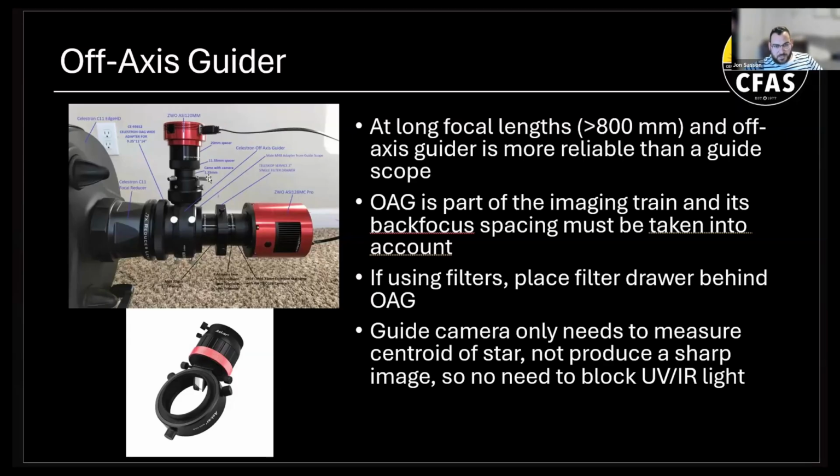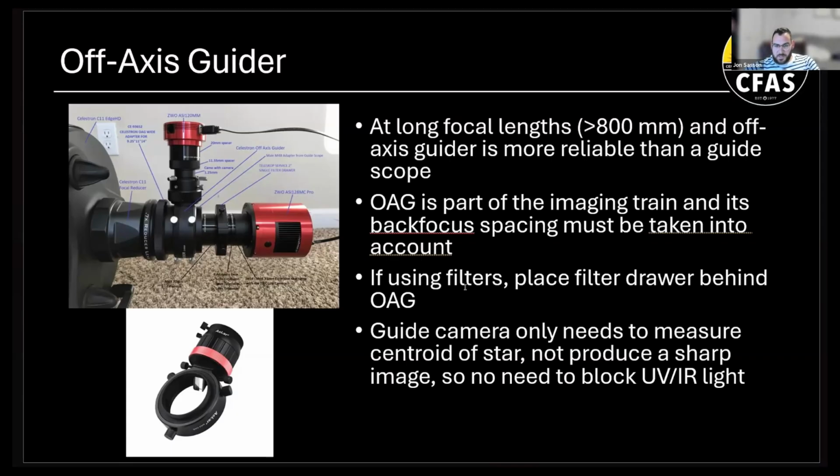OAGs, especially at long focal lengths, have their own set of problems, because sometimes you may not find a guide star. You've got to make sure the prism is large enough to capture as much light as you can. So they have their own set of complications, but again, if you're already going through the pain of using an SCT, then you need an OAG to be able to guide better. Right, so since it's part of your imaging train, you're going to take its thickness into account in your back focus.